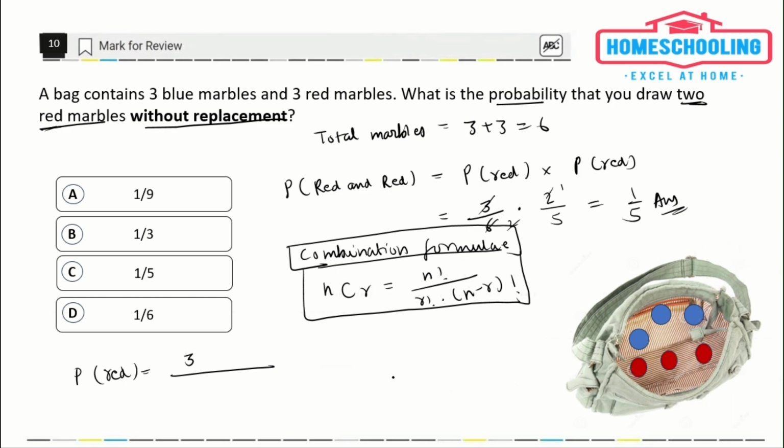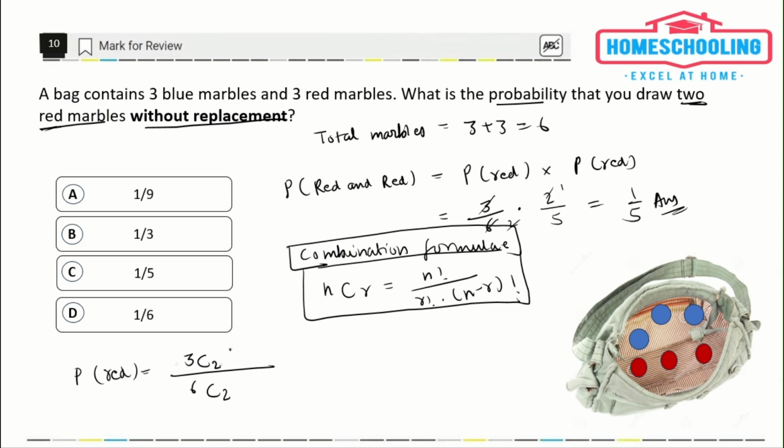We have a total of 3 red marbles. So n would be the total number of marbles asked in the question, and we are drawing how many marbles out of those 3 red marbles? That is 2. In the question it is given that we are drawing 2 red marbles, divided by the total number of possible outcomes. The total number of marbles is 6, so 6C2, drawing 2 red marbles.